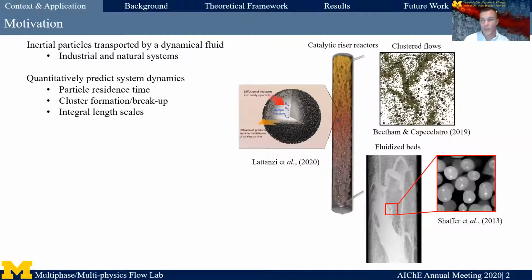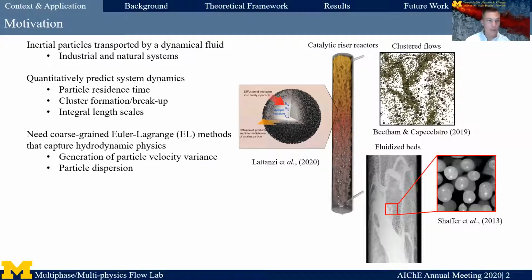Now in these systems, we'd like to be able to quantitatively predict the dynamics, whether it be particle residence time, cluster formation or breakup, and even integral time scales, or integral length scales for that matter. In order to do this, we're going to need coarse-grained Euler-Lagrange methods that can capture the hydrodynamic physics. What we're going to focus on here is the generation of particle velocity variance as well as particle dispersion.